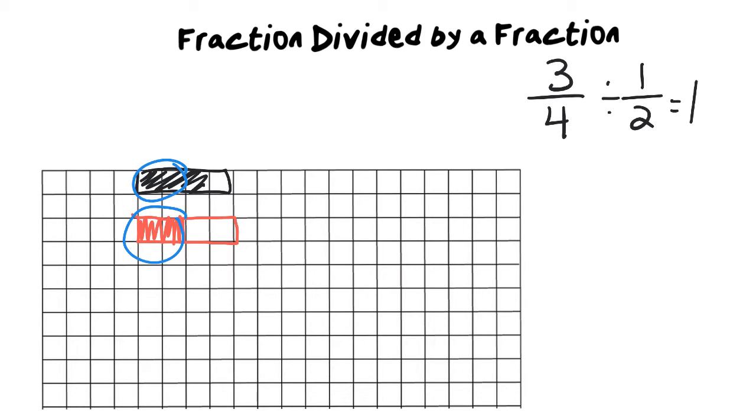And then I would have this 1 left over, and it's out of the 2 that I need because I need 2 pieces to make the whole. So what does this look like mathematically where you're not having to draw it?